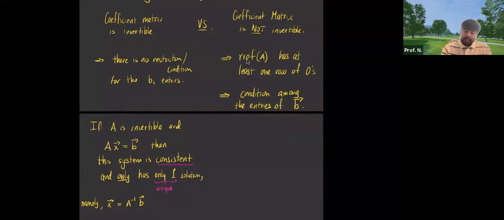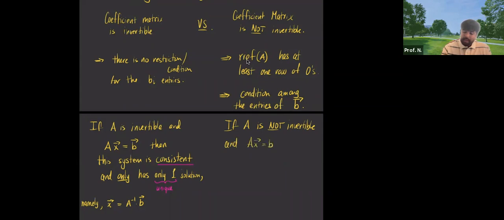If A is not invertible and the matrix equation is still consistent, is a consistent system, then there are infinitely many solutions.